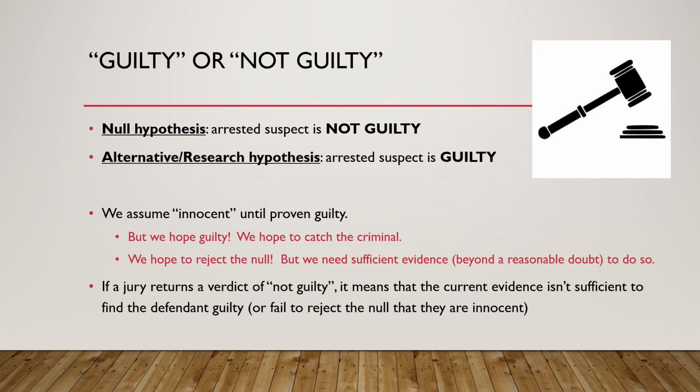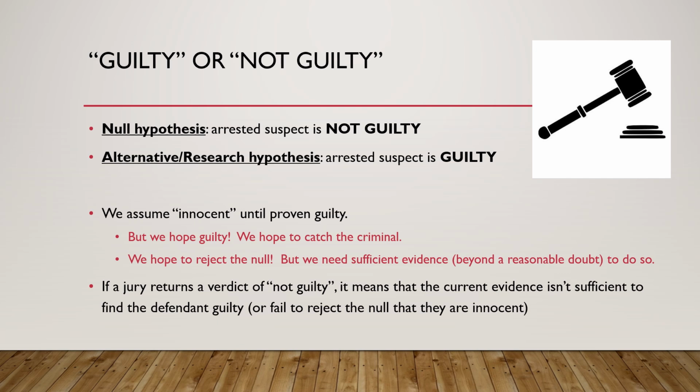Now, we are the prosecutors. We hope guilty. We hope to catch the criminals and remonstrate them for whatever they did. And in that case, we can kind of think about in this context of we're hoping to reject the null. We think that the person is guilty, but we have to assume they are not guilty until we find sufficient evidence beyond a reasonable doubt that they are in fact guilty.